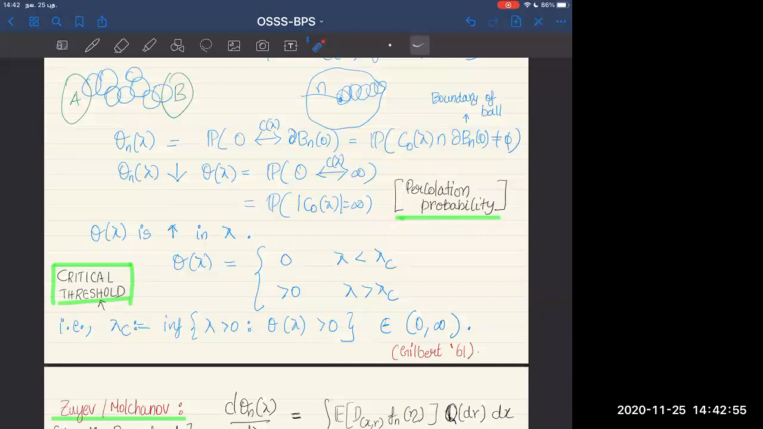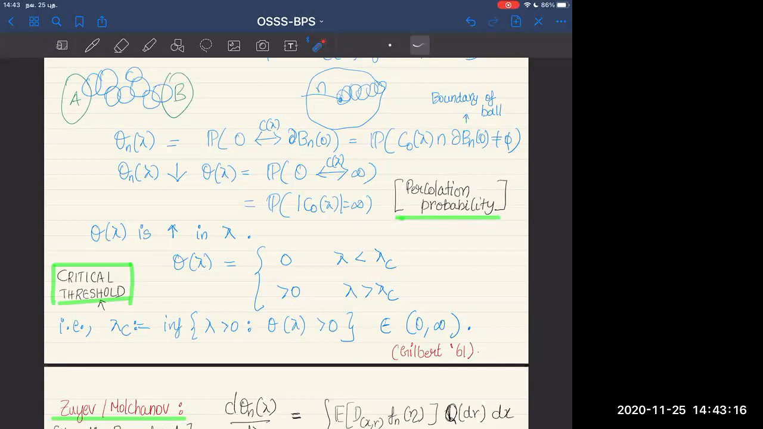But anyway, let's take it for the moment that there is a finite lambda c which is not 0, such that theta of lambda is 0 below that and positive above that. That is, the probability of there being an unbounded path is 0 below lambda c and strictly positive above lambda c.